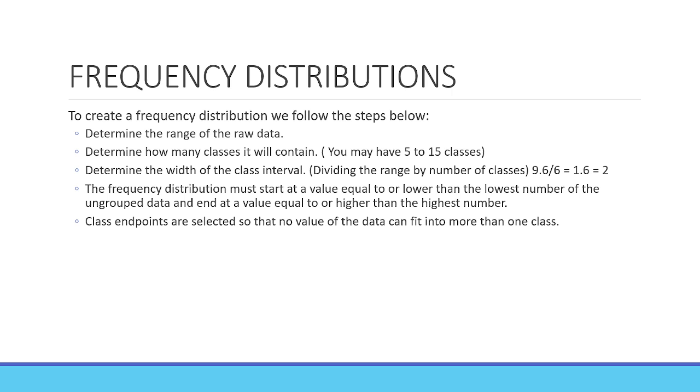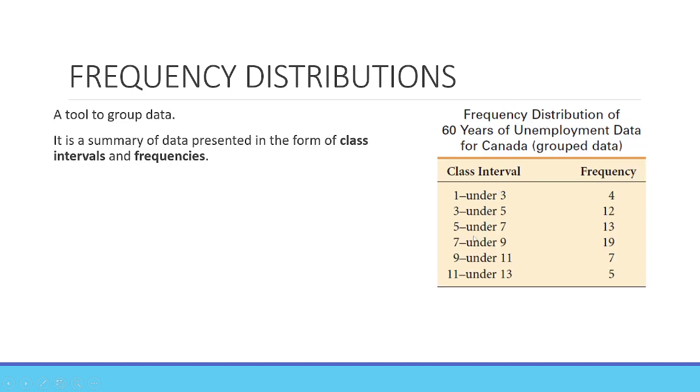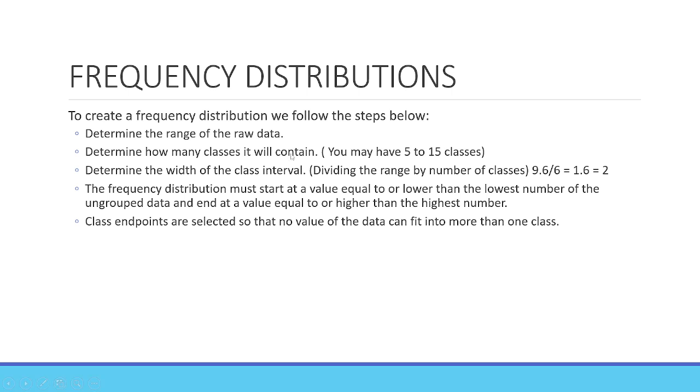Now determine the width of the class interval. Now what will be the width? If I go back here, if you see 1 to 3, so 3 minus 1, 2. So 2 is the width of this class interval. So 5 minus 3, 2. So in every one of these class intervals, 2 is the class width. We have to determine the class width of the class interval by dividing the range by the number of classes. So this is an approximate method.